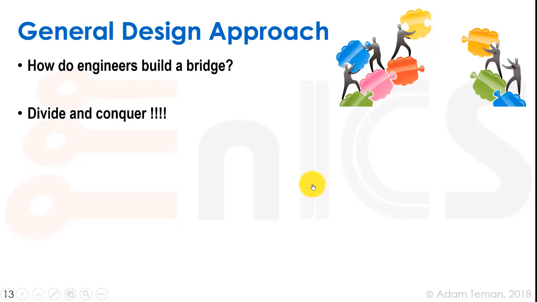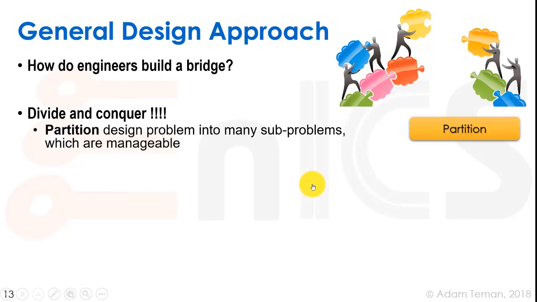You divide and conquer. Each part you abstract away, and each different team of engineers does one task that we can all glue together. So we start by partitioning the design. We make many sub-problems so that each sub-problem is manageable. Often this partitioning happens hierarchically. Each sub-design is partitioned into many other sub-designs and so forth, until one engineer or one team of engineers can go and carry it out.